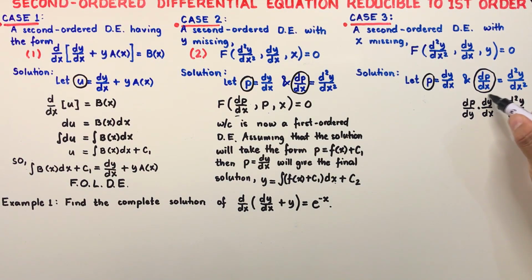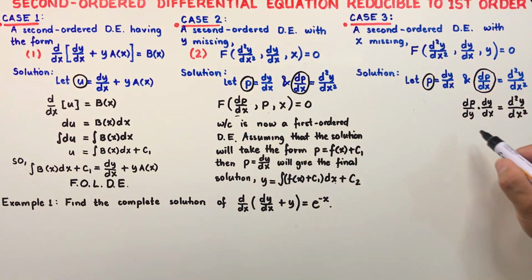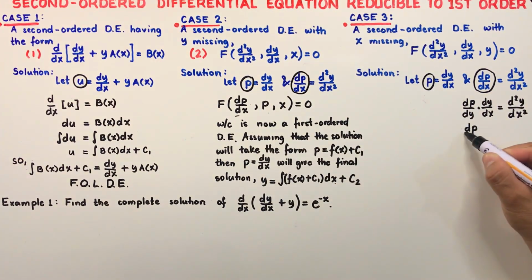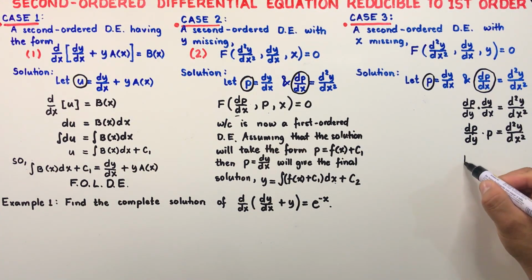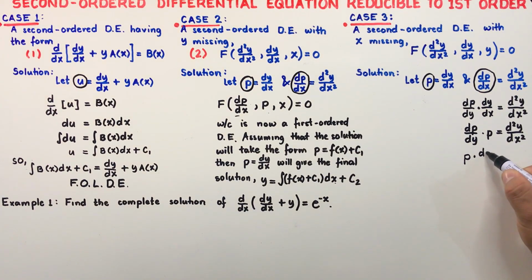And we know that dy/dx is our p. So this is dp/dy times p, which is our second derivative of y with respect to x. Or you can rewrite this as p times the derivative of p with respect to y. And again, this is the second derivative of y with respect to x. So instead of writing the second derivative of y with respect to x, you will write p times the derivative of p with respect to y.